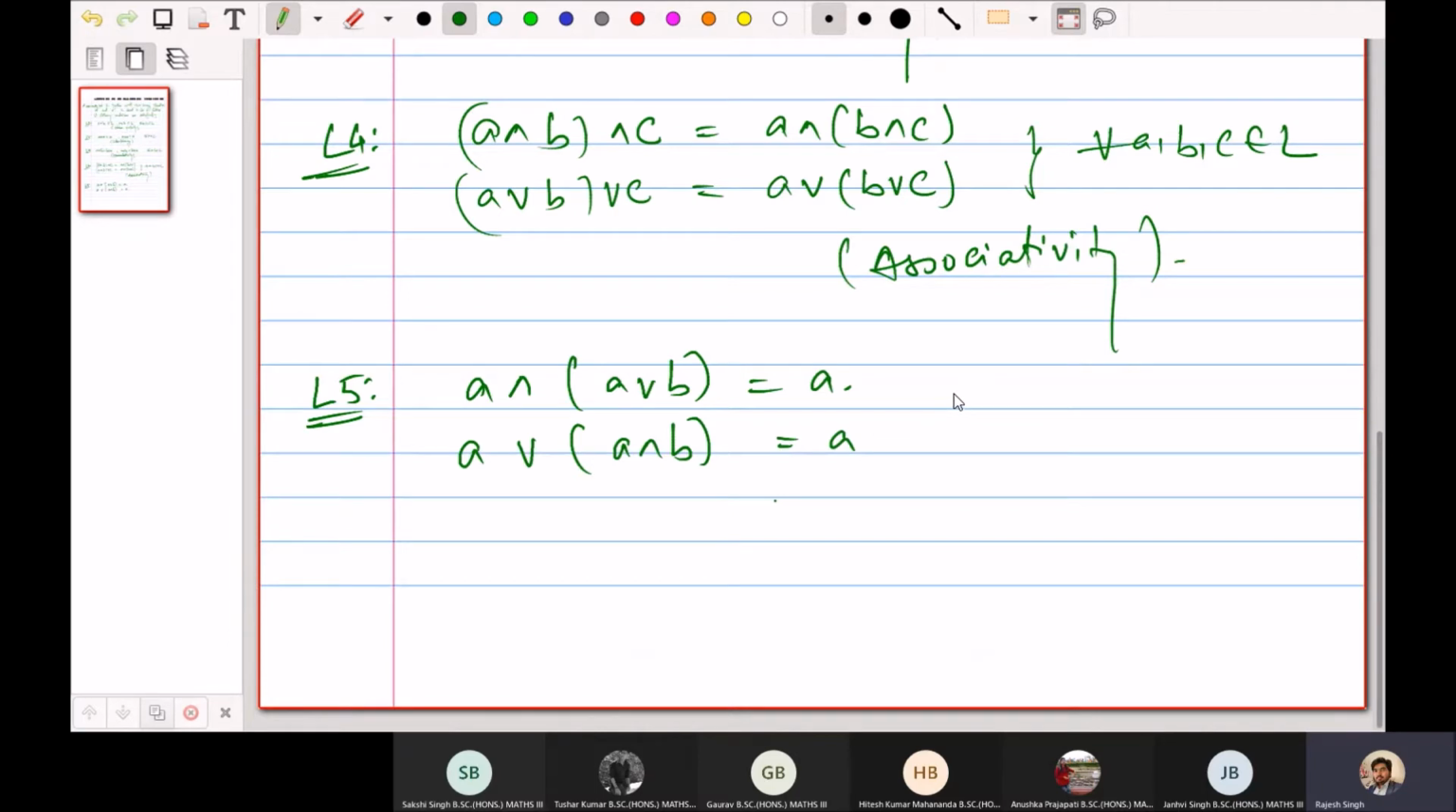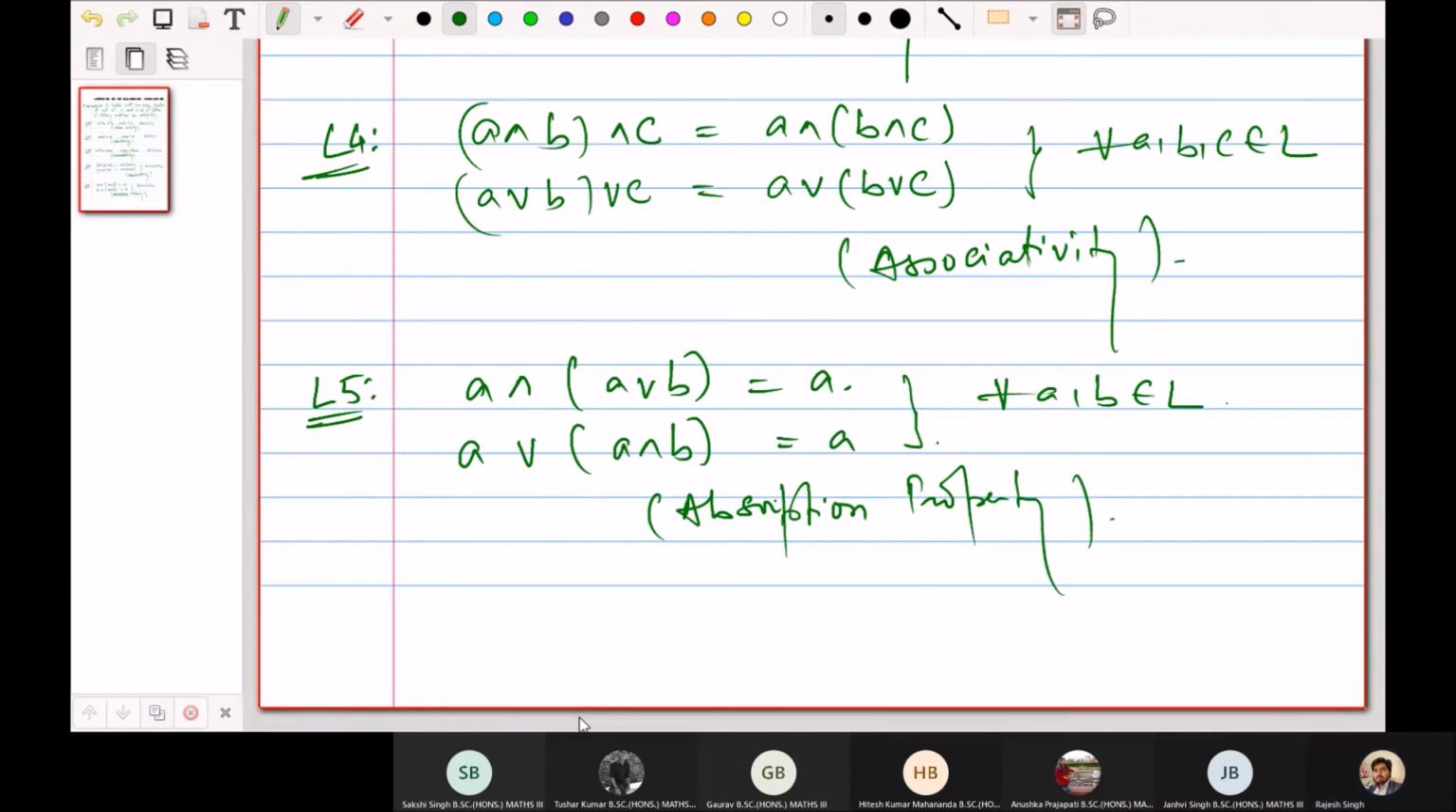So this is for all A, B belonging to L. This property is called the absorption property. So A cap (A cup B), because A should be related to A cup B. Right now we are not saying related, but because of this property, this forms a lattice, the whole thing becomes equivalent to a poset. Okay, so these 5 properties must be there.